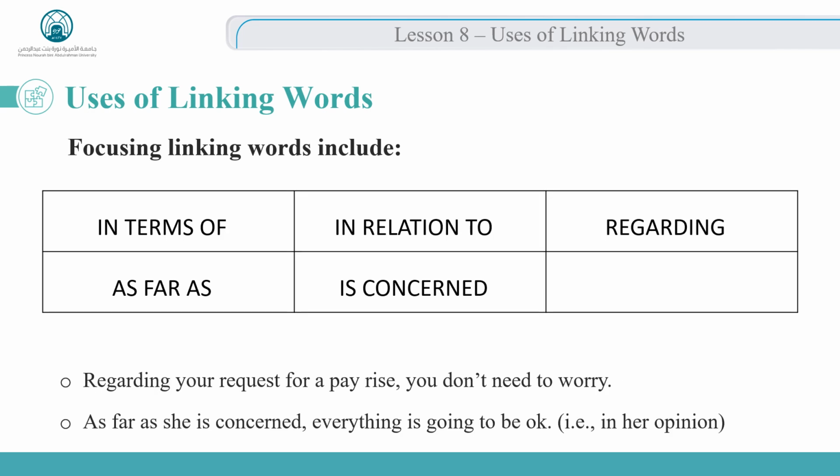Some linking words are used for focusing. They include in terms of, in relation to, regarding, as far as, is concerned. Let's have a look at some examples. Regarding your request for a pay rise, you don't need to worry. As far as she is concerned, everything is going to be okay.